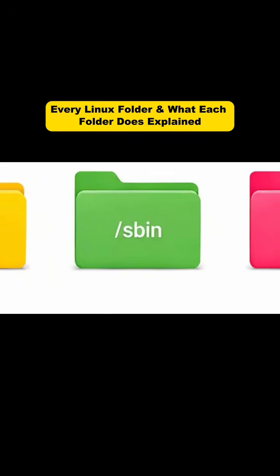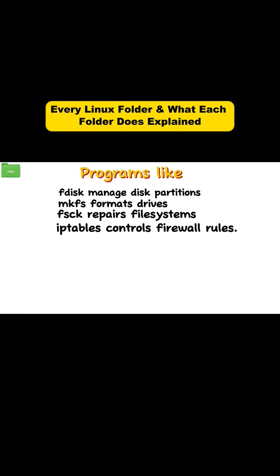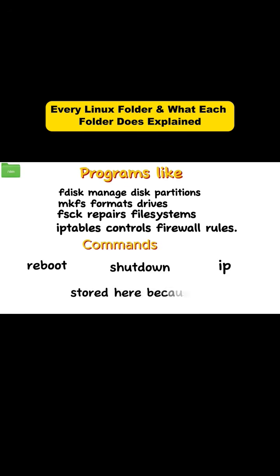Sbin directory. This directory contains administrative tools mainly used by the root user. Programs like fdisk manage disk partitions, mkfs formats drives, fsck repairs file systems, and iptables controls firewall rules. Commands such as reboot, shutdown, and ip are also stored here because they directly control critical parts of the system.